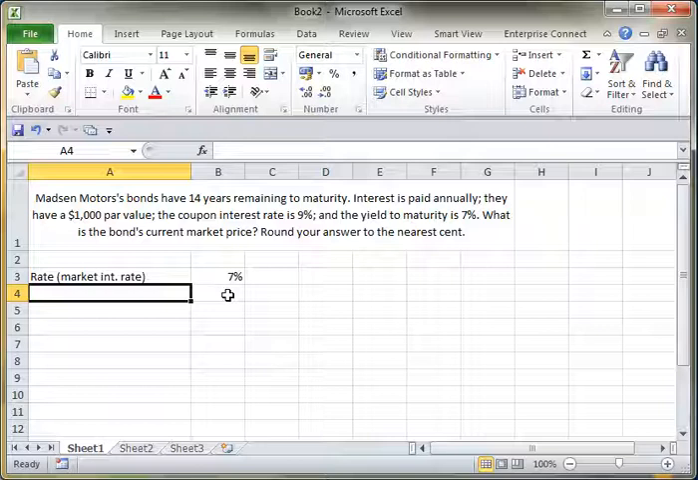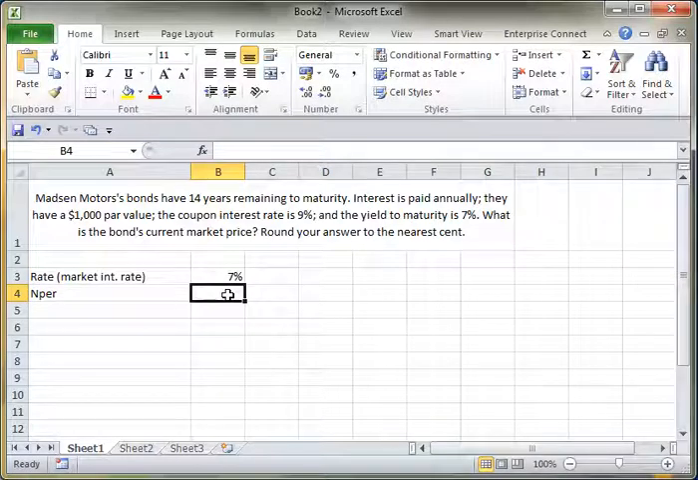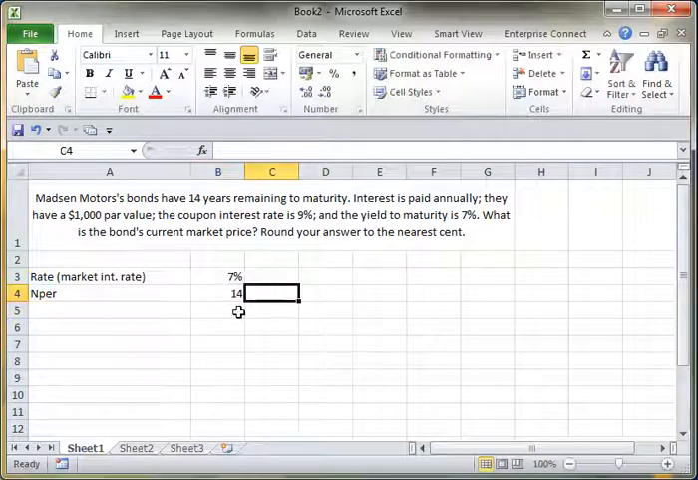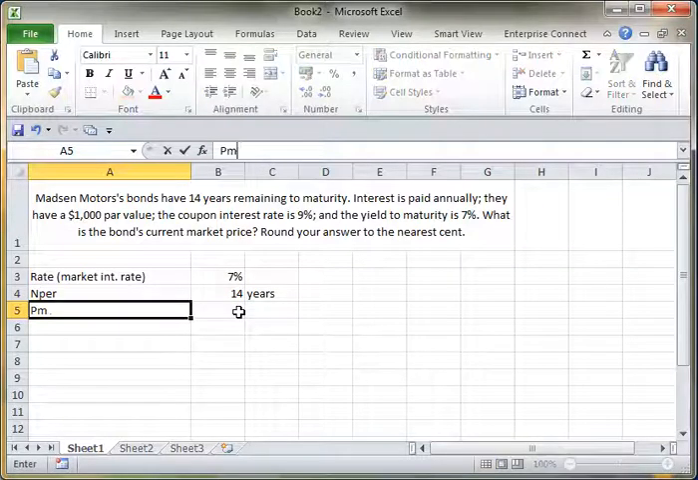And then we'll also need the number of periods, so we'll type it as NPER. So the number of periods is 14 years. So type in 14 years. The next is our payment, so PMT.